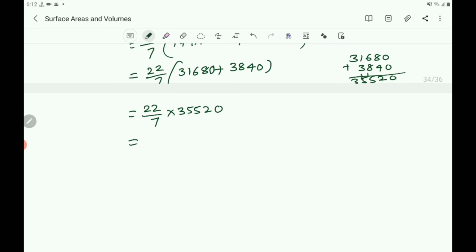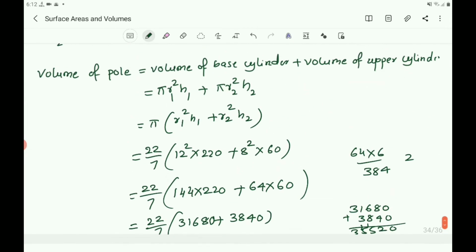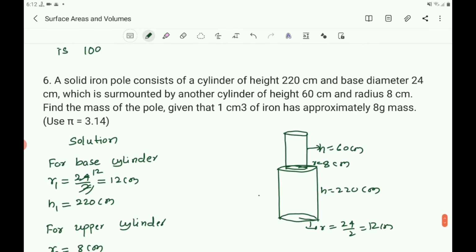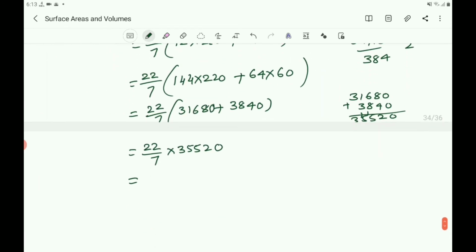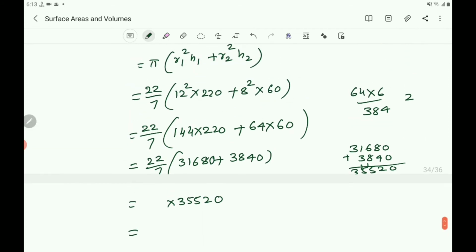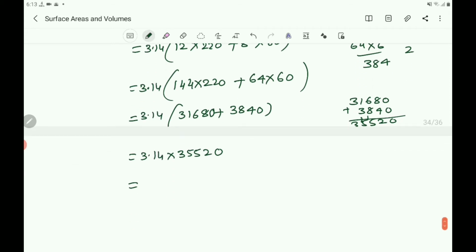So how much will you get? Here it is given that pi is not to be taken as 22 by 7. We have to write it as 3.14. It is said that we take pi as 3.14. Then you multiply 3552 into 3.14, with a 0 there.